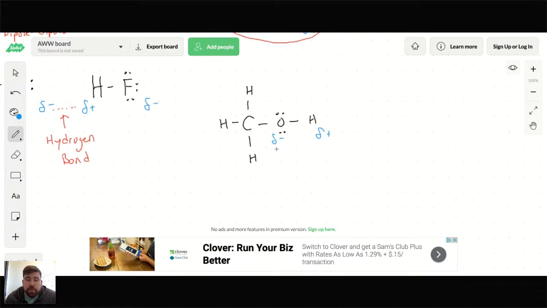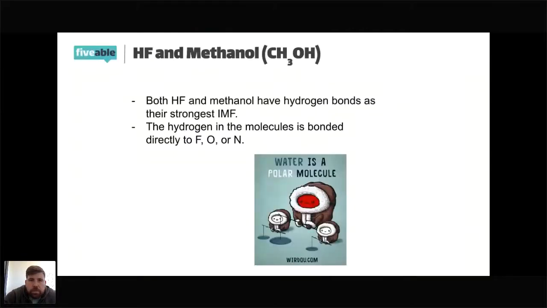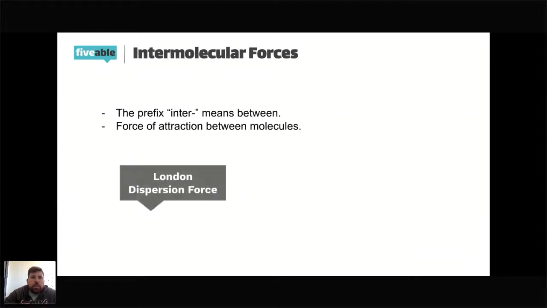And this end of the molecule can interact with other methanol molecules in a very specific and close way. Awesome. So those are our hydrogen bonds. Our last type is, of course, London dispersion forces. London dispersion forces are considered to be the weakest type of intermolecular force.